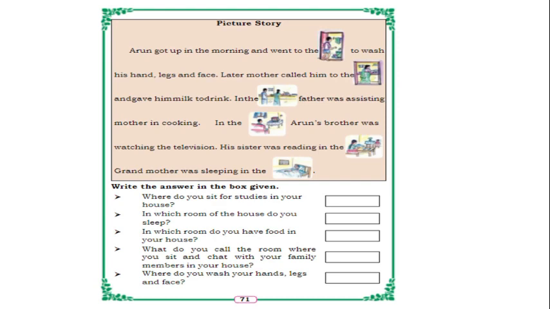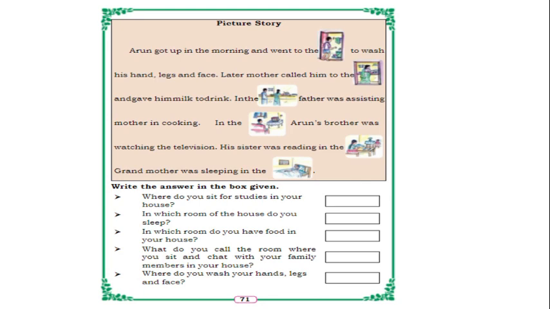Okay. Yes. So in the next page, one story is there. What is that? You have to answer these words by words through this picture. Okay, in between they have given picture instead of word. Okay, we should read carefully. Arun got up in the morning and went to the bathroom to wash his hand. Okay, so bathroom picture is there. We have to read like bathroom. So according to the rooms, we have to add the word. Okay. Yes. Legs and face.